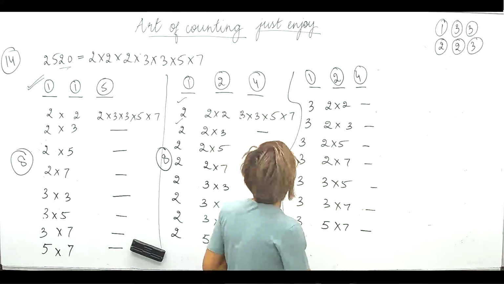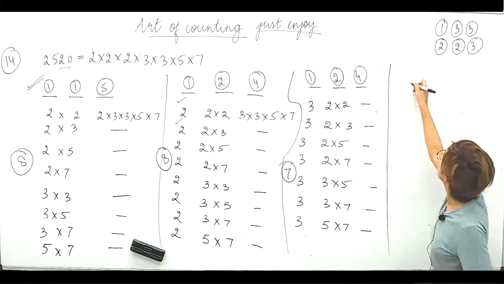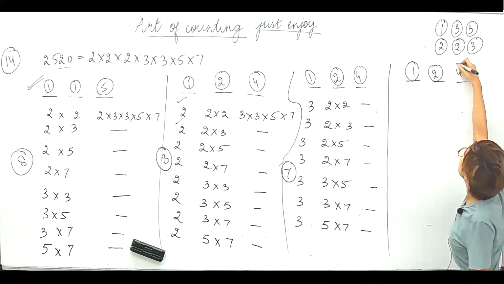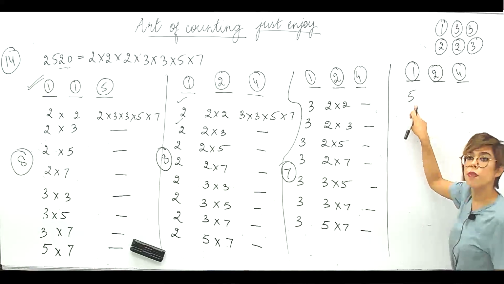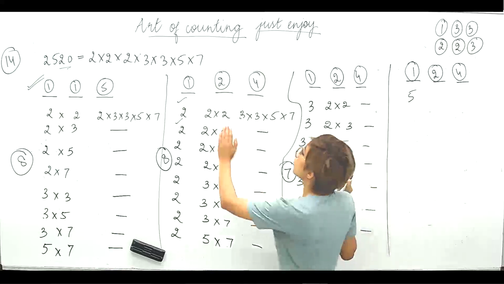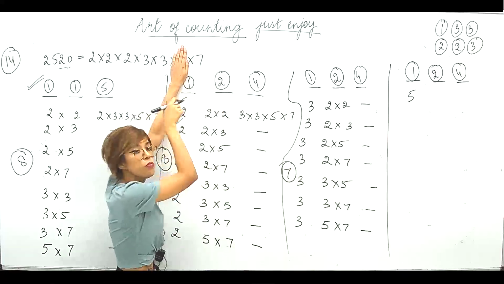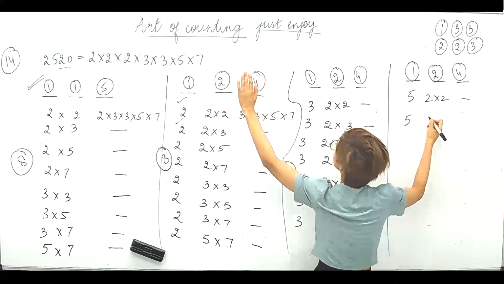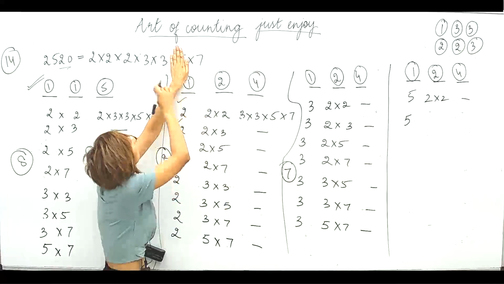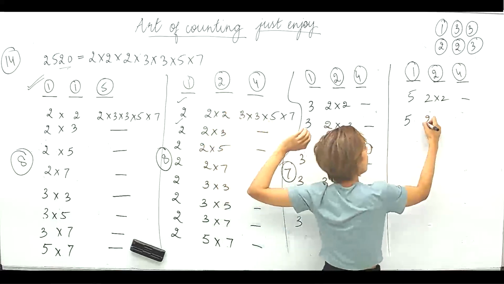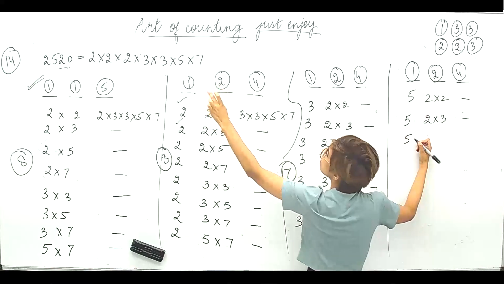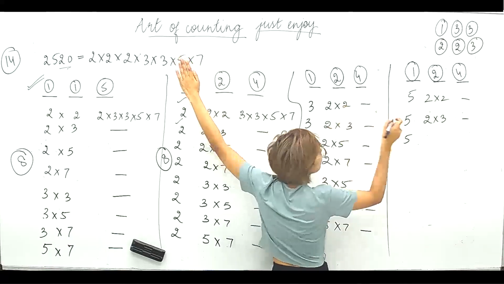So let's move on to 5 now. So 3 places. First 1, then 2, then 4. So let's put in 5 now. So first case, let's take 2 into 2. Then next will be 2 into 3. Next will be, I think you can visualize it now. So 2 into 3 is done. So 5 is already occupied. So 2 into 7.